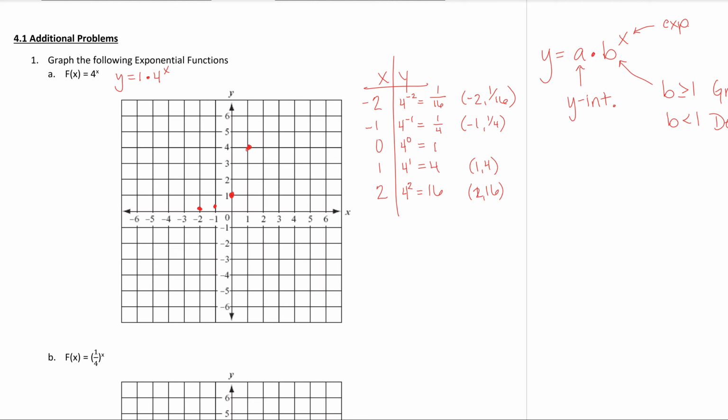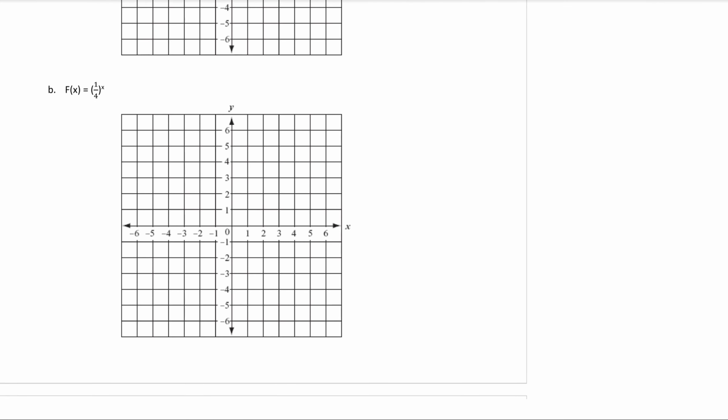Now I'm going to draw my line. Remember, it gets really close to the x-axis, but it's not actually going to cross it. So this will have a horizontal asymptote of 0, because it gets really close but does not actually cross. For b, I have 1/4 raised to the power of x. It's a fraction less than 1, so I know this is going to be a decay problem. So it's going to look like that.